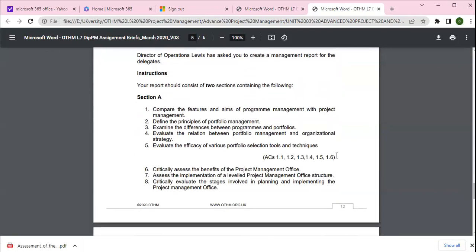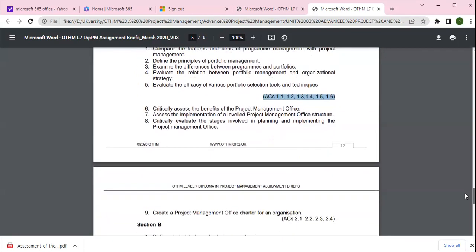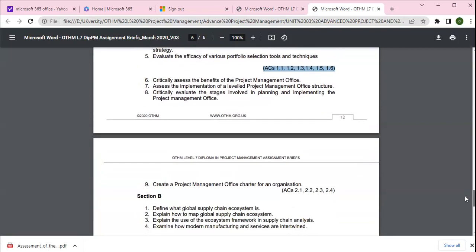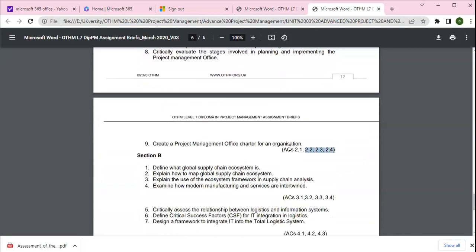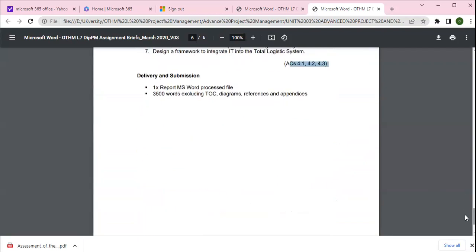So when you're looking underneath, you will see here 1.1 to 1.6, it means your lesson 1. Yes, and the assessment criteria are 1.1, 1.2, 1.3, 4, 5, and 6. Then 6, 7, 8, and 9 points, which are from lesson 2. Then section B is your lesson 3 and lesson 4. So we have already had 4 lessons. So we have an input there. We're supposed to write 3,500 words, and all can be in MS Word, and you can include appendixes if you have many figures and facts.